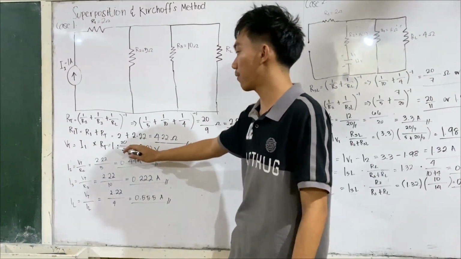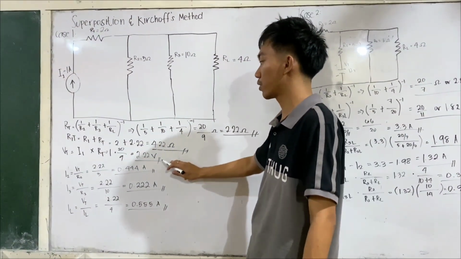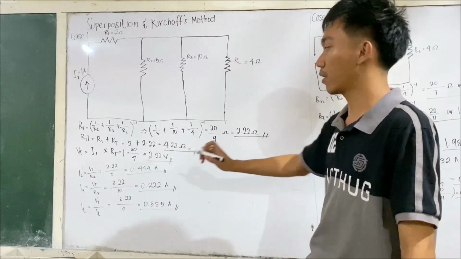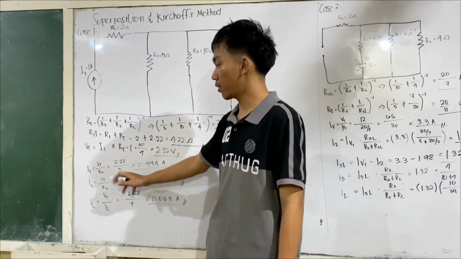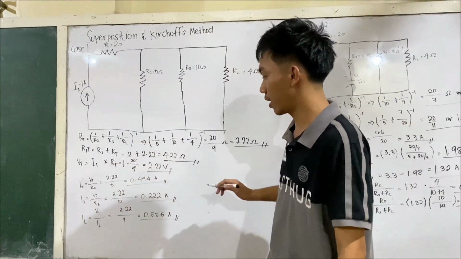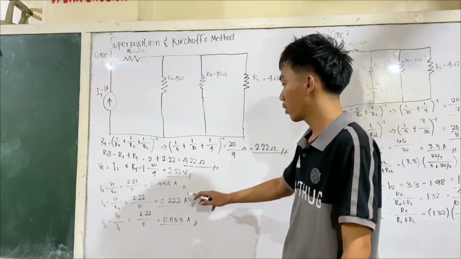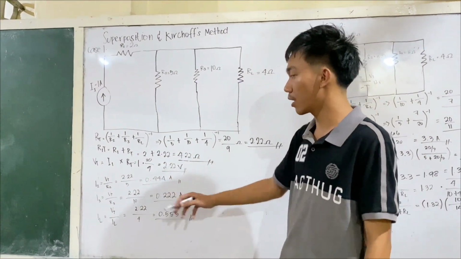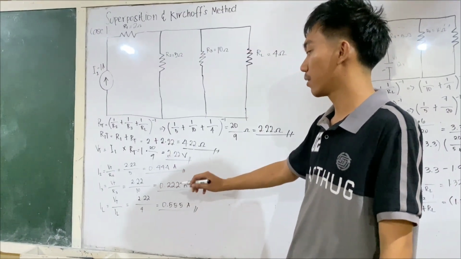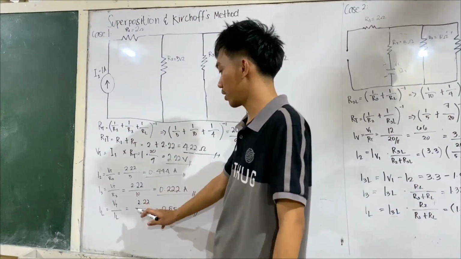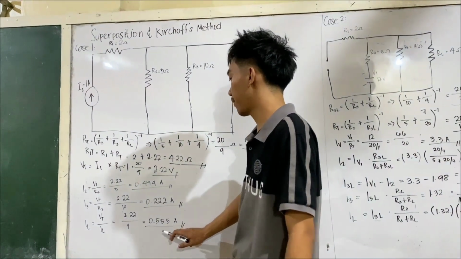Then we will just substitute the values, 1 times 20 over 9, and we will have 2.22 volts of VT. Then to get our I2, we will have a formula of V total over R2. Then just substitute the values, 2.22 over 10, we will have 0.222 amps of I3. Then for our IL, VT over RL, then just substitute the values, 2.22 over 4 is equal to 0.555 amps.